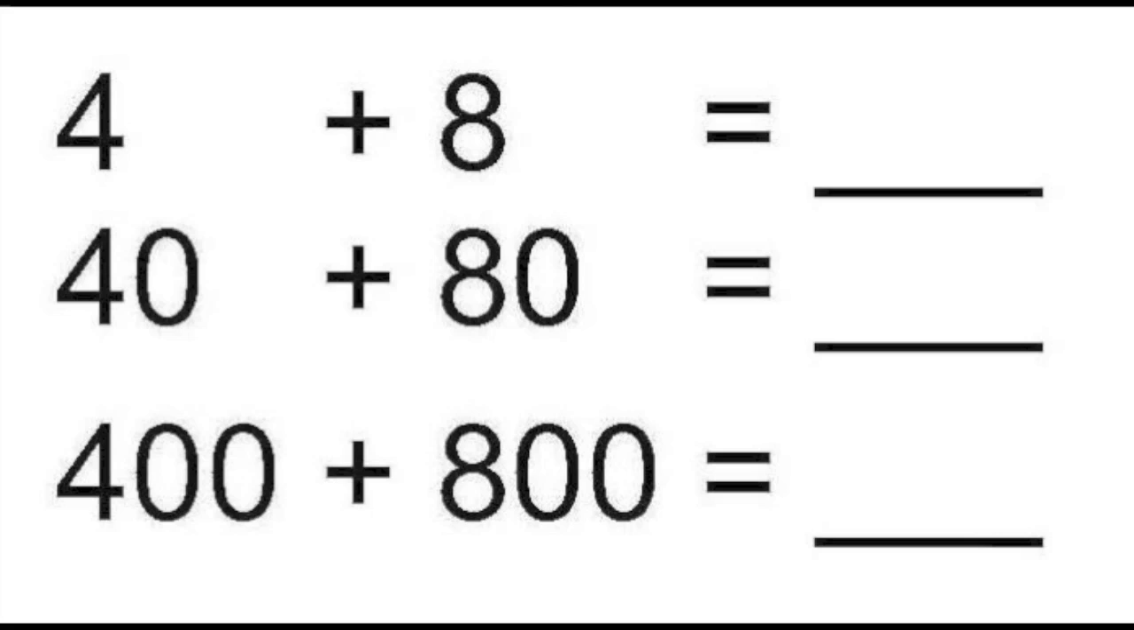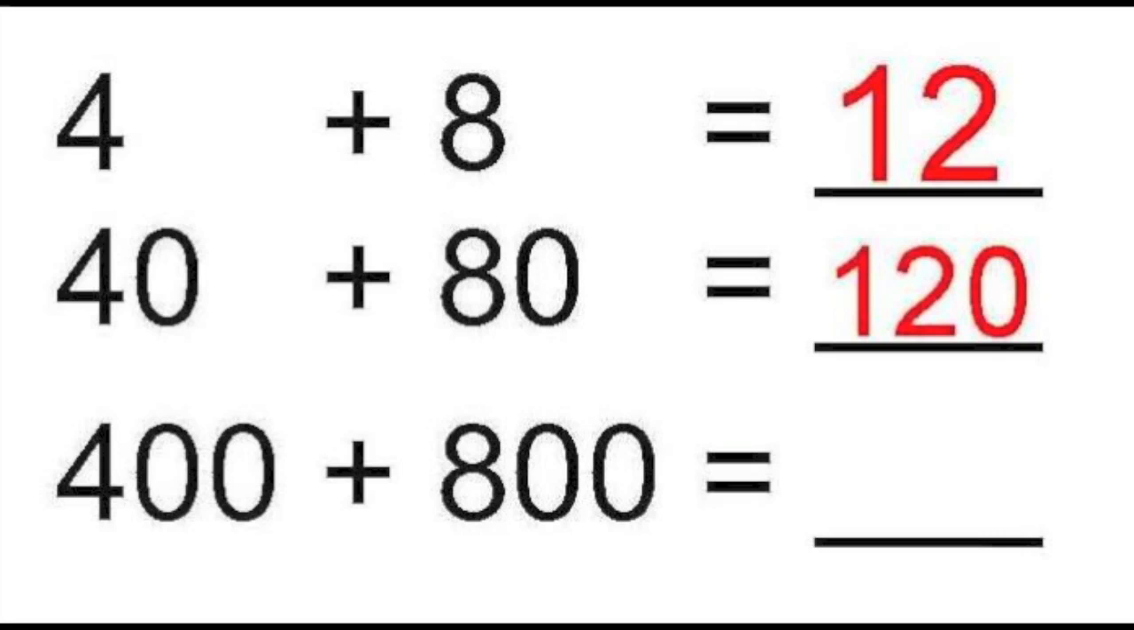Let's work on another addition pattern. Here we have 4 plus 8, 40 plus 80, and 400 plus 800. The similar numbers are 4 and 8. So first we have 4 plus 8, which equals 12. Next is 40 plus 80, which is 4 plus 8 with a 0 attached. So it equals 12 with a 0 attached, or 40 plus 80 equals 120. Last we have 400 plus 800, which equals 1,200, or 12 with 2 zeros attached, because 400 plus 800 is 4 plus 8 with 2 zeros attached.